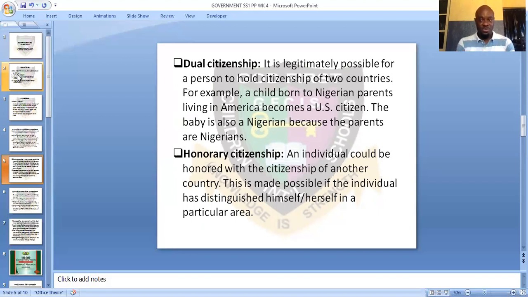So, like you can see, it's a very good example whereby, let's say, me and my wife are Nigerians and we live abroad, and we are citizens in, for example, the US. And as we give birth there, that child is a citizen of Nigeria, and also a US citizen. So that is what we refer to as dual citizenship. That's how to acquire that.